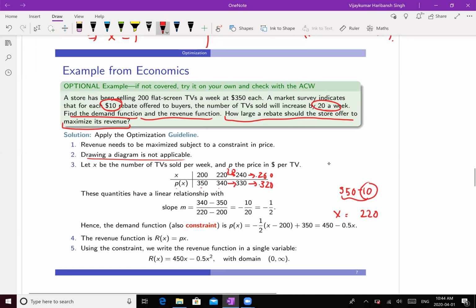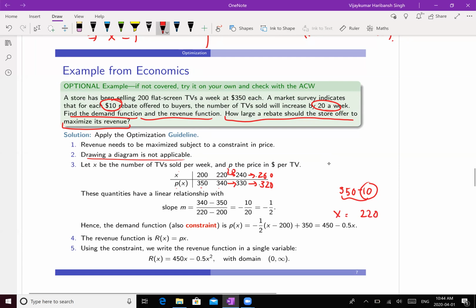So now these quantities have a linear relationship. So we want to find out the relation between x and P(x), right? That's what the demand curve is, right? Quantity sold in relation to the price. So this is a linear relation. So let's exploit that. We'll use two of these points to find the slope. So let's see, what is the slope?